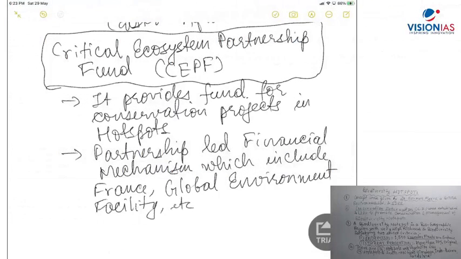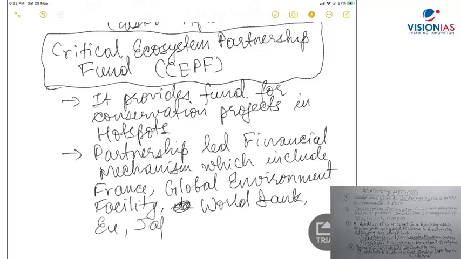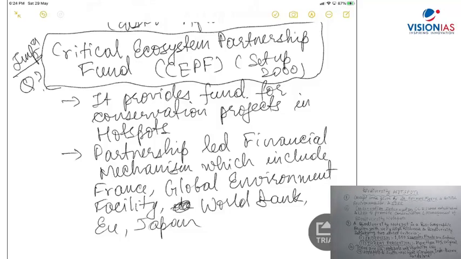Let me write here also: World Bank also supports this. Then you have the European Union and Japan. They all provide the fund. It was set up in 2000. And it is important for the exam. You could get a question in the exam. So far, in the 2011 to 2020 exams, UPSC has not asked a question. Wherever a question has not been asked, be prepared that you could get a question in the exam.